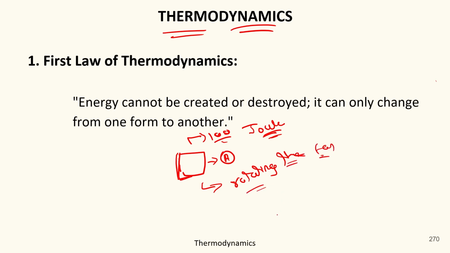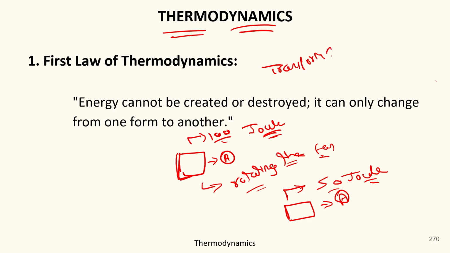Rotating the fan. Then you will notice the energy of this object is now around 50 joule. So you will say that the energy is depleting, or the energy is being destroyed. But in our statement of the law, we stated that the energy cannot be created or destroyed. Then how is the energy going down from 100 to 50? That's the main question. And this is the reason: transformation.